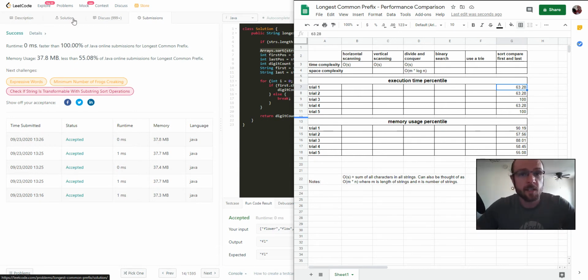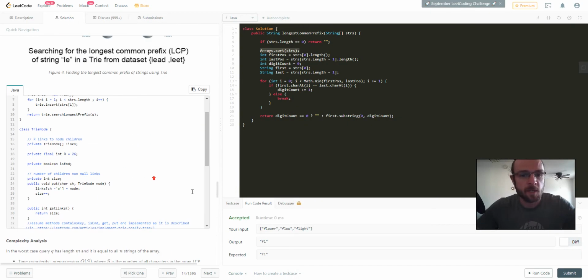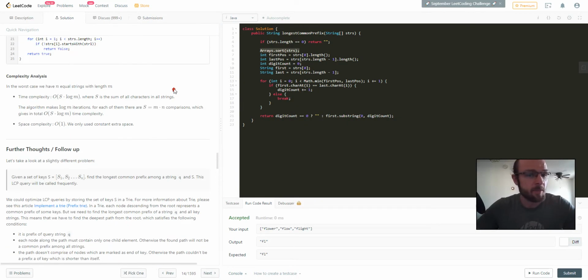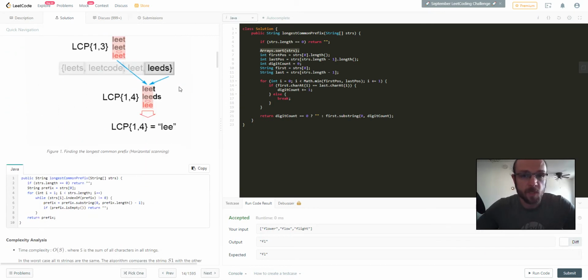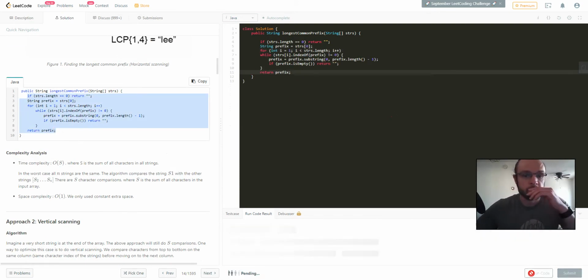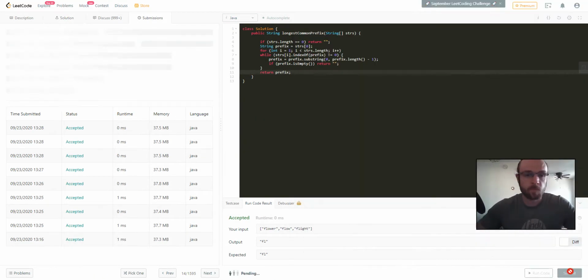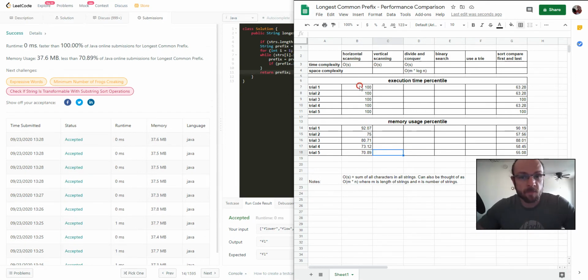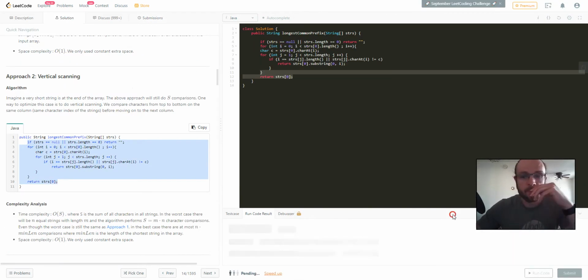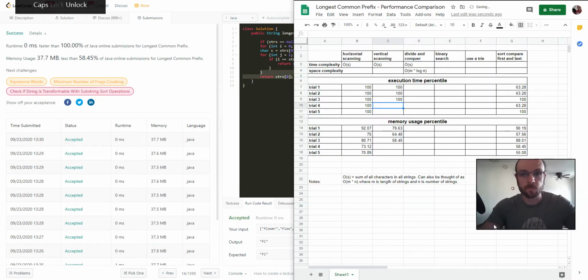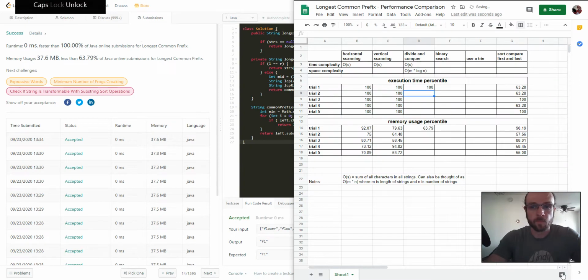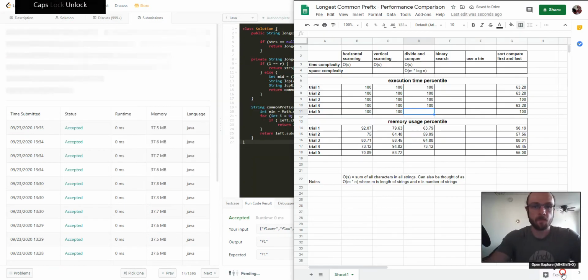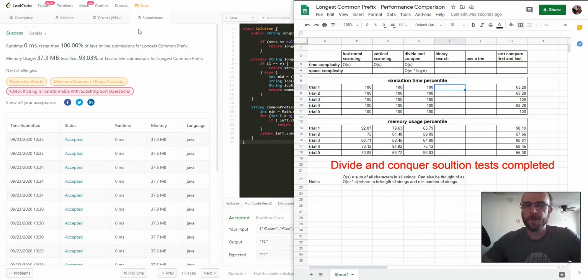Now I'm going to take the solutions to this problem offered by LeetCode, and I'm just going to enter them all. I'm going to see how they perform and just do a comparison between them that way. Okay, horizontal scanning, looks optimal. All right, vertical scanning's looking optimal as well. Noticing a trend here.